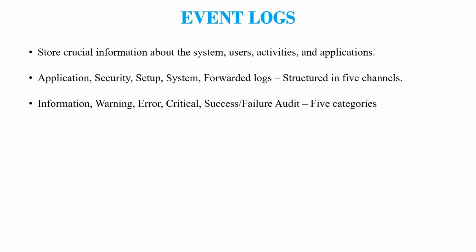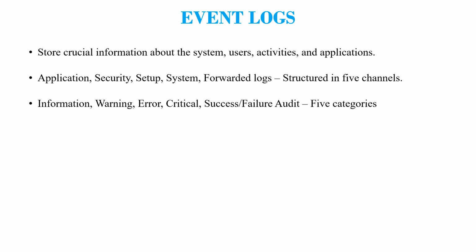So first is event logs. It stores crucial information about the system, user activities, and applications. It is structured in five channels, that is application, security, setup, system, and forwarded logs. And event logs are classified into five categories, means they are stored in five categories, that is information, warning, error, critical, success, failure audit. So basically event log is a logging mechanism on Windows operating system.